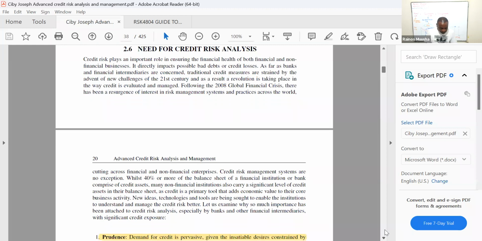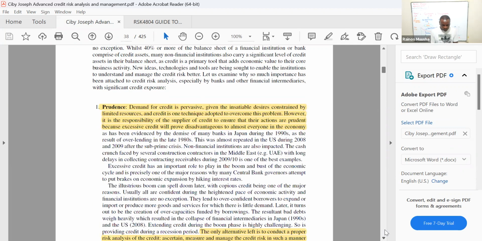Then the next section, which is section 2.6, looks at the need for credit risk analysis. The reason why we need to do credit risk analysis is, first, due to prudence. The demand for credit is pervasive, given insatiable desires constrained by limited resources, and credit is one of the techniques adopted to overcome this problem.